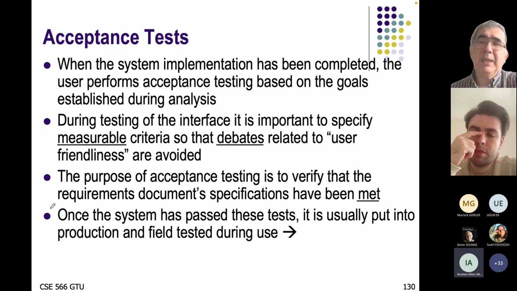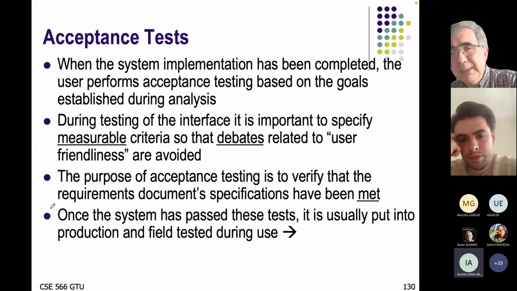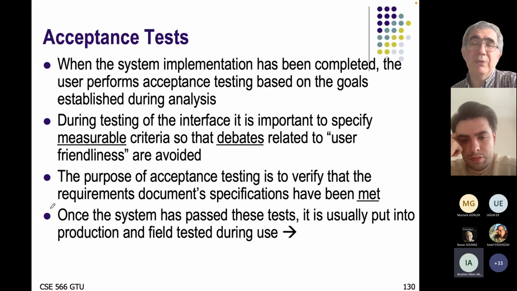When the system implementation has been completed, the user performs acceptance testing based on the goals established during the initial analysis. During the testing of the interface, it is important to specify measurable criteria so that debates related to user friendliness are avoided. Hiç kullanıcı dostu olmamış abi bu. This kind of debate can be avoided if you specify the acceptance test.